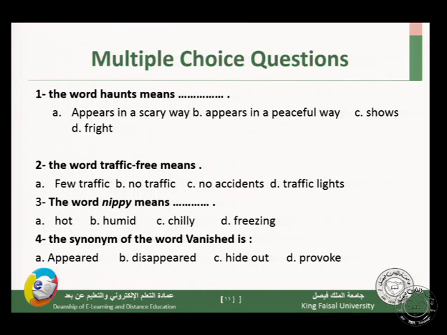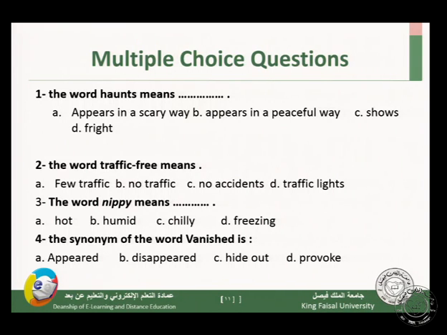Number 2, the word traffic free means A, little traffic, B, no traffic, so there's no traffic at all, C, no accidents, D, traffic lights. Okay, so obviously the right answer is B, no traffic. So the word traffic free means B, no traffic.